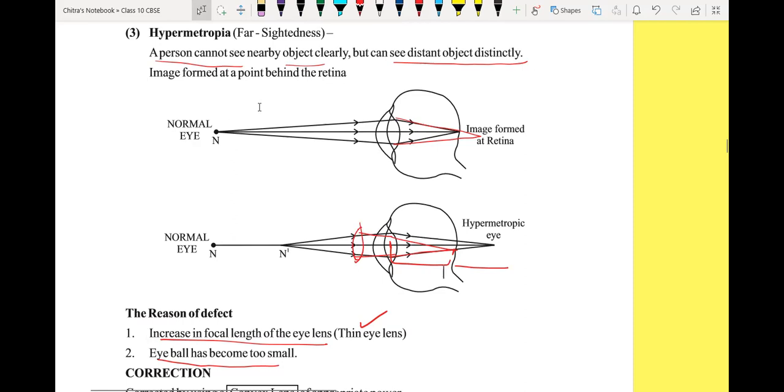Yes. So first you have to take a screenshot for hypermetropia, and now we will discuss how it can be corrected. So take a screenshot here for hypermetropia. These are the two possible reasons. Just don't forget, two possible reasons for hypermetropia. Okay, have you taken the screenshot, everyone?